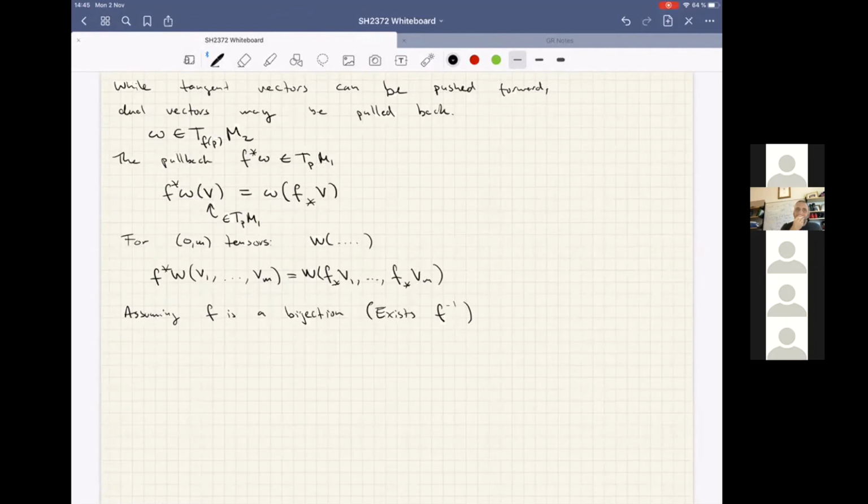So let's take an NM tensor T. That's then going to take T on M2. That's going to take M vectors and N dual vectors on M2 as arguments.